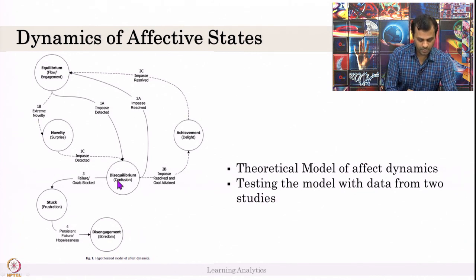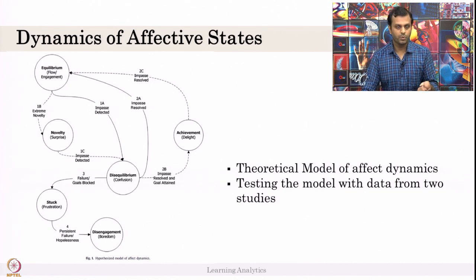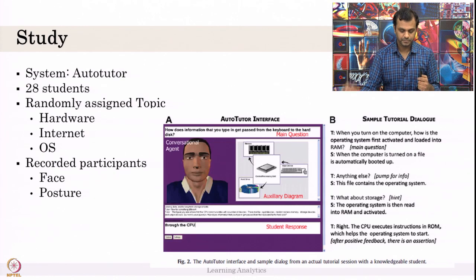And if the confusion gets resolved, say there is some issue, you are reading it, you are stuck in it, you are not understanding, you might get confusion. If that stuck part, what stopped you, gets resolved, then you might go back to flow. Flow is being engaged. Again, you continue engaged in the particular learning content. This is the dynamics of affective states from the theoretical approach. Let us see whether it holds true in the data we collect and predict.